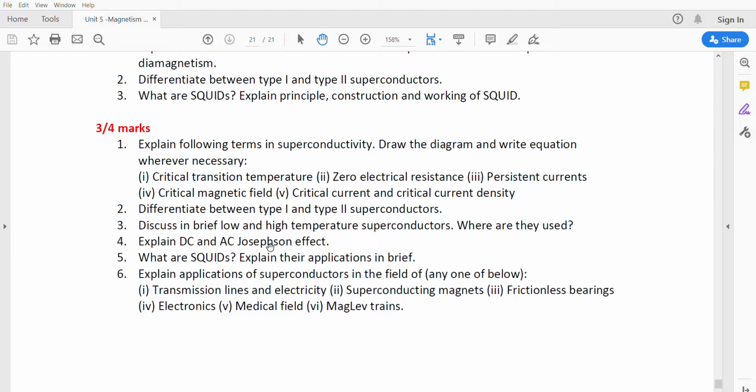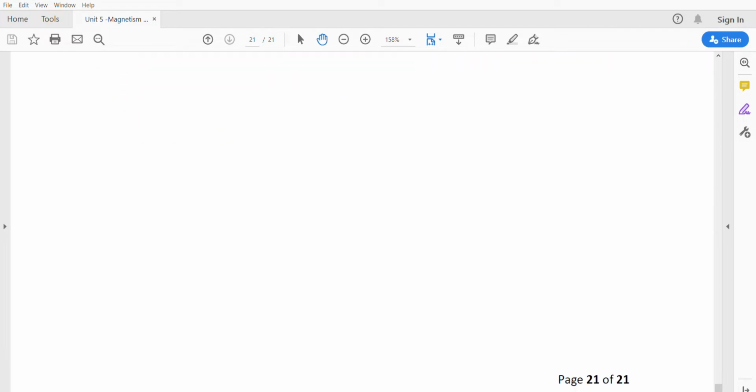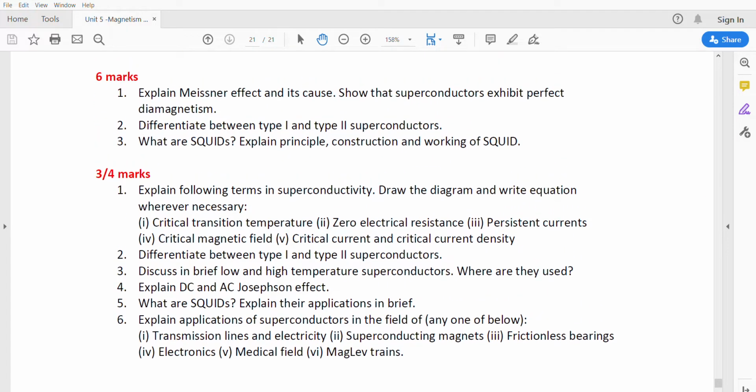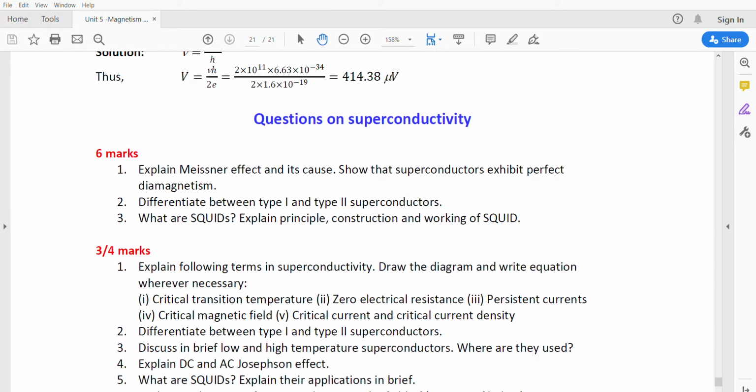The fourth question is about the Josephson effect, the DC effect and the AC effect. The fifth question is about SQUIDs. This SQUID type of question is important. The next one is about applications. You can see how they ask about the applications. Explain the applications of superconductors in transmission lines, superconducting magnets, frictionless bearings, electronics, the medical field and maglev. We need to explain any one of them. These are the different types of questions they ask in the exam.